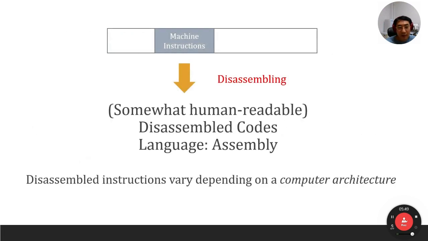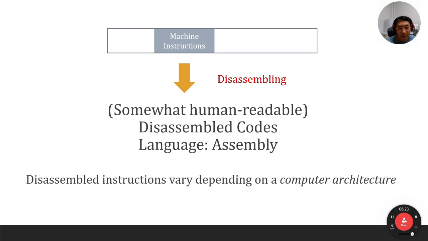Now, can we somehow understand the machine instructions? How? Because it consists of zeros and ones. You cannot interpret it as it is. We have to disassemble these machine instructions so that it could be somewhat human readable. And disassembling the code can be done by a disassembler, and this is called the disassembling process.